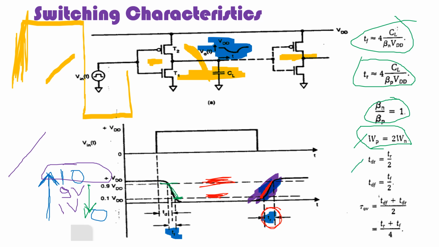Then we have average time. Average time is nothing but TPLH plus TPHL divided by 2. Here they have denoted it with a different notation. So the average time or average delay is nothing but the average of these two. Okay, average of these two.